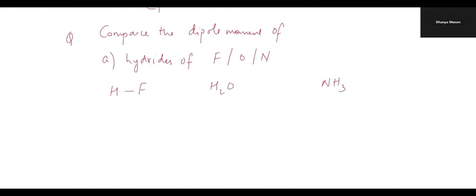Okay, so here the dipole is from hydrogen to fluorine. So this is polar. There is a difference in electronegativity. So this is more polar than water, than ammonia. What is the reason? Difference in electronegativity.